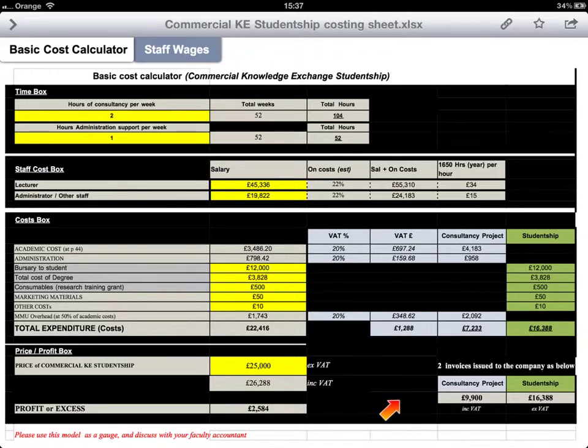So, eventually there's 2 invoices issued to the company. The consultancy project, which includes the VAT, and the studentship project, which does not include VAT. And as a whole, they make up the total project. Please feel free to have a go playing around with the yellow aspects in this example and see what you can come up with. I think we're probably going to settle on £25,000. It's to be seen how this develops as the model matures.